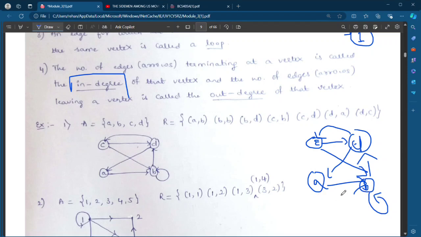For B you see, how many nodes are coming towards B? From A, from C, and from B itself. So that is also considered, so 3 in degree. How many out degree? From B to D only one edge is there, then B to itself. From B again out it is going to B itself. So out degree is 2.